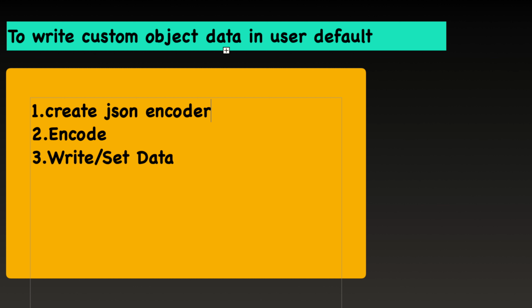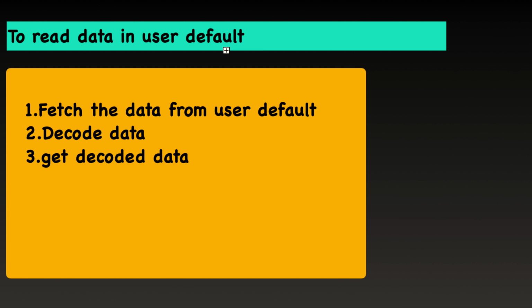The steps will be: we will create a JSON encoder, then we will encode our data, and then we will put that encoded data in user default. For fetching, we will take the encoded data out of the user default and decode it. So this is the main set of steps that we are going to follow to put our custom object in user default. Let's move to Xcode and do this practically to make this point clearer.